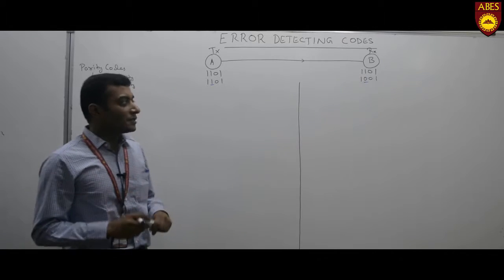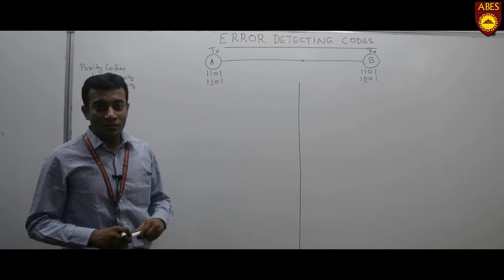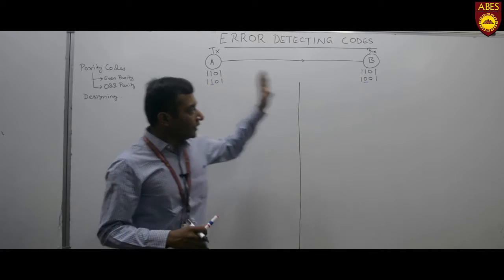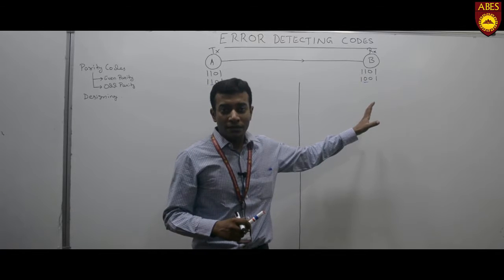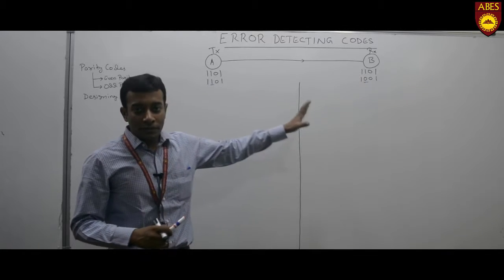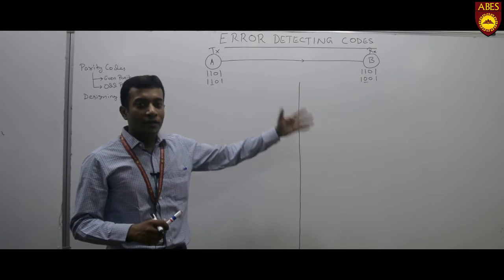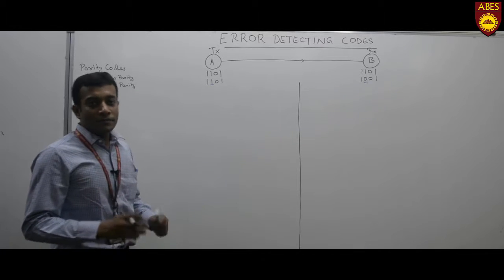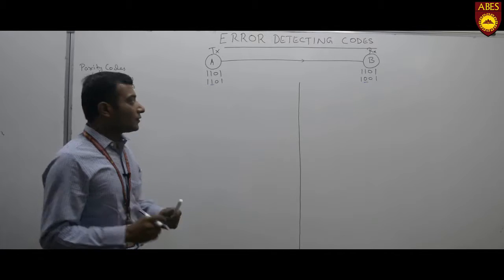So this is what we are going to discuss today, that how we are going to transmit a particular signal along with information that there is some error in our message. For that purpose, we would be using parity encoding.